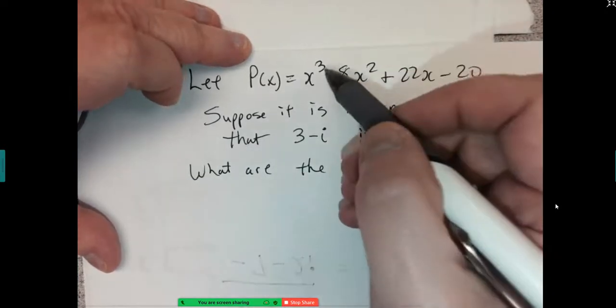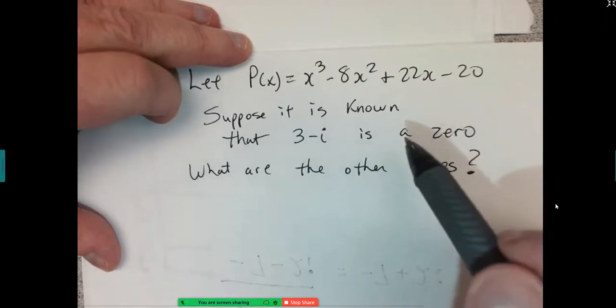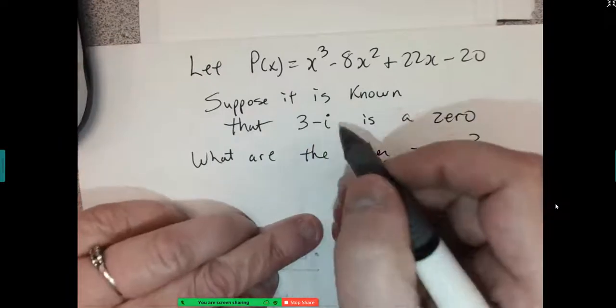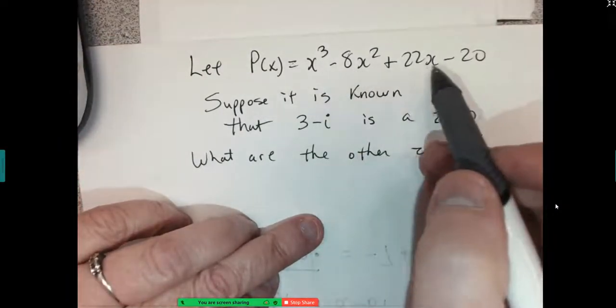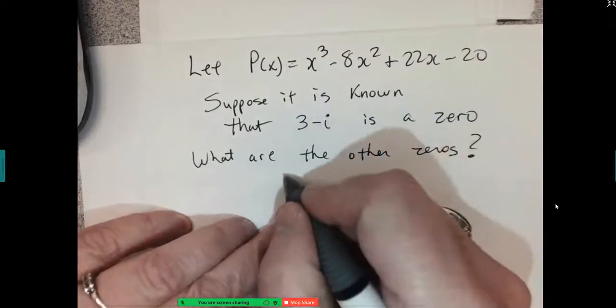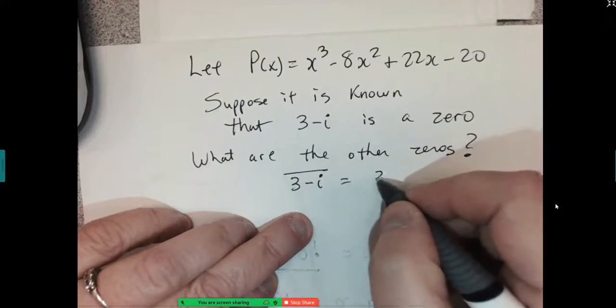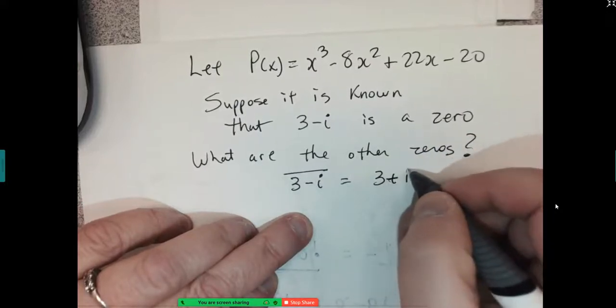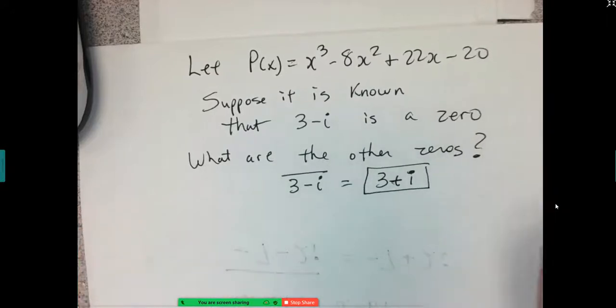Okay, well, this has degree 3, so there's going to be 3 zeros. We might have 3 distinct ones, or we might have one that's repeated, so we count it the number of times it's repeated. So we know that 3 minus i is a zero, so there's 2 more to find. This has integer coefficients, and so another zero is the complex conjugate of that, which is 3 plus i. So that's my second zero. And then what are the other zeros?